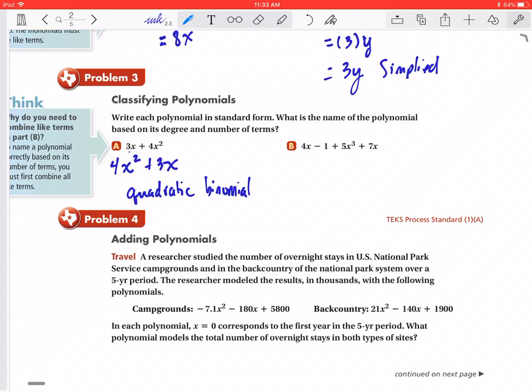Okay, this first one in problem A, that was a monomial. All right, and these are polynomials. All right, so now I'm going to combine the like terms.